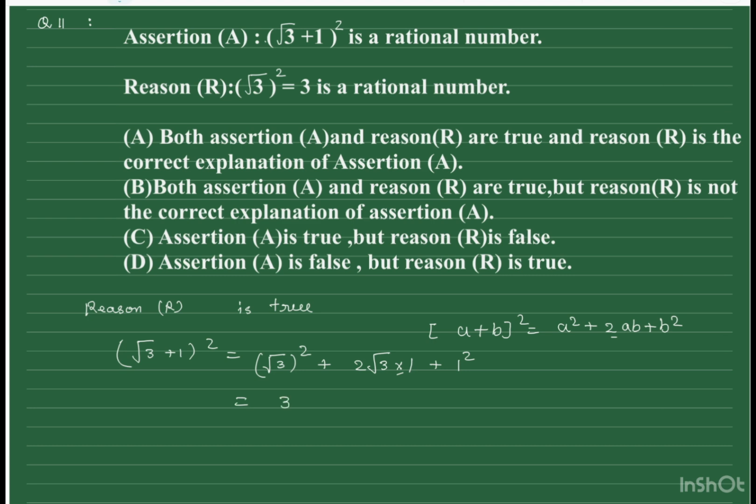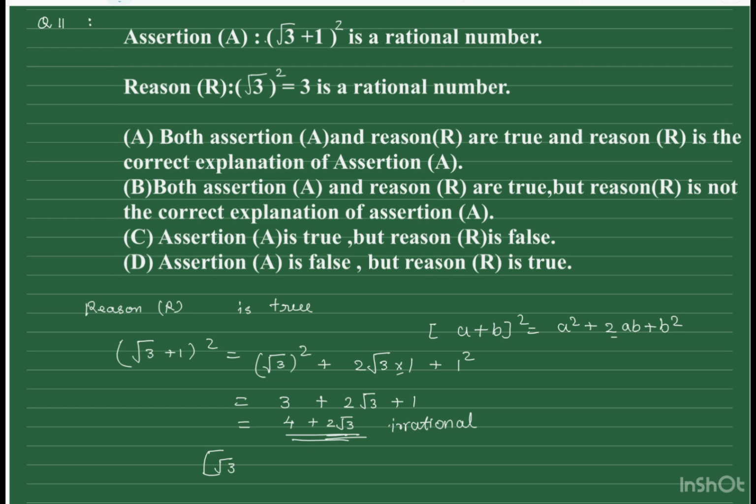So the answer is root 3 square is 3, plus 2 into root 3 into 1, that is 2 root 3, plus 1 square is 1. So we can simplify 3 plus 1 is 4, so 4 plus 2 root 3. Here 2 root 3 is an irrational number. Therefore addition of irrational and a rational number will get an irrational number. Therefore 4 plus 2 root 3 is irrational.